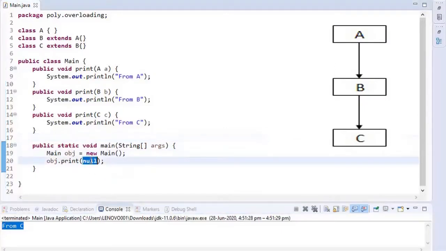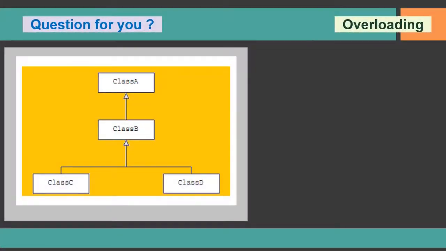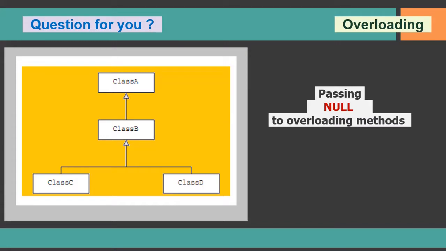And let's say if I'm doing something like new B, which I had discussed earlier, then from B would be the output because that is the exact match for this, and from A for that first one. Now let me ask you one question. Let's say your overloading method arguments are A, B, C, D as per this class hierarchy you have, and if you try to pass null to these methods, what would be the output and why?